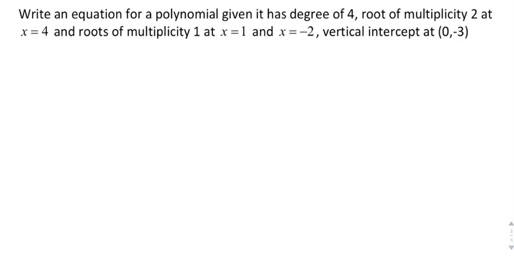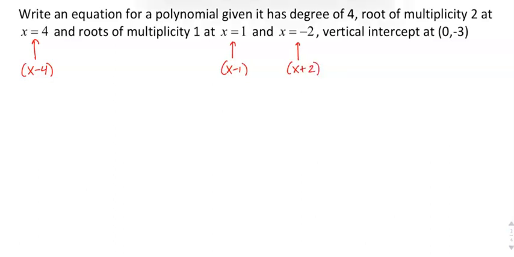Each time that we know a root of a function, we also know a factor of the polynomial. So if your root is at x equals 4, your factor must be x minus 4. If your root is at x equals 1, your factor must be x minus 1. And at negative 2, it'll be an x plus 2.